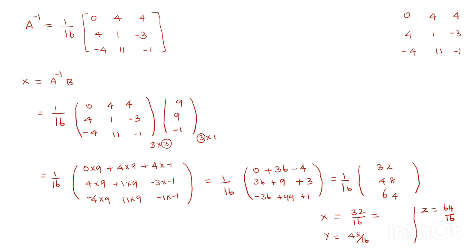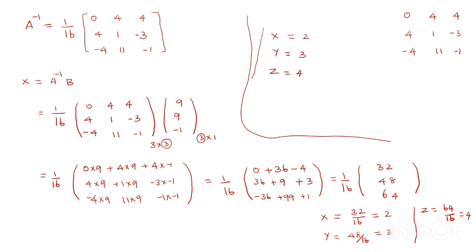So 32 divided by 16 is equal to 2. 48 divided by 16 equal to 3. And 64 divided by 16 equal to 4. So therefore, the solution of the given linear equations is x equal to 2, y equal to 3, and z equal to 4. So this way you can find the solution of linear equations by using the matrix inversion method.